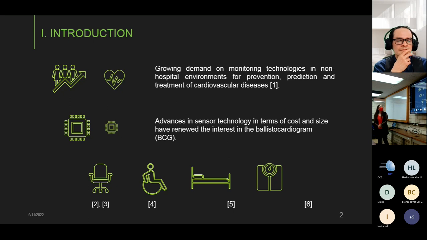In recent years, there's been a growing demand for monitoring technologies in non-hospital environments for prevention, prediction, and treatment of cardiovascular diseases. Fortunately, advances in sensor technology in terms of cost and size have renewed the interest in forgotten techniques, like the ballistocardiogram. That's why different systems have been proposed by embedding sensors in everyday objects, like office chairs, wheelchairs, beds, and weighing scales.